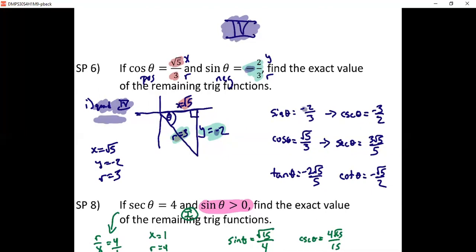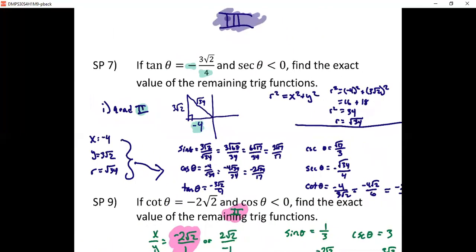So the sine is our y over r, and then reciprocate it for cosecant. Cosine is x over r, and reciprocate it. Don't forget to rationalize. Tangent is y over x, and reciprocate it and rationalize.